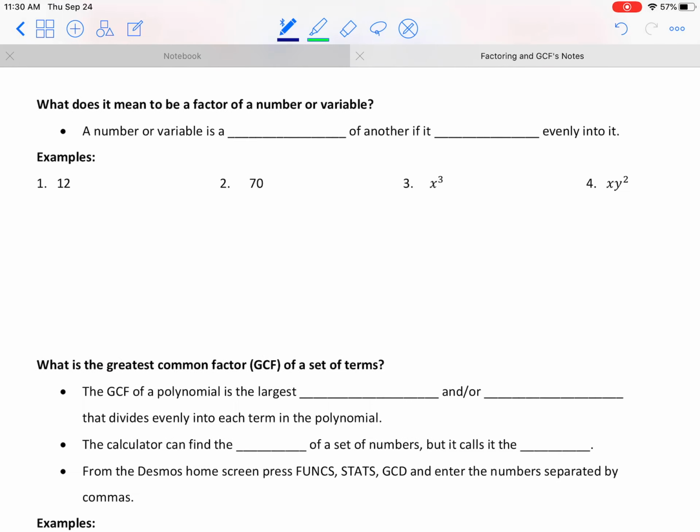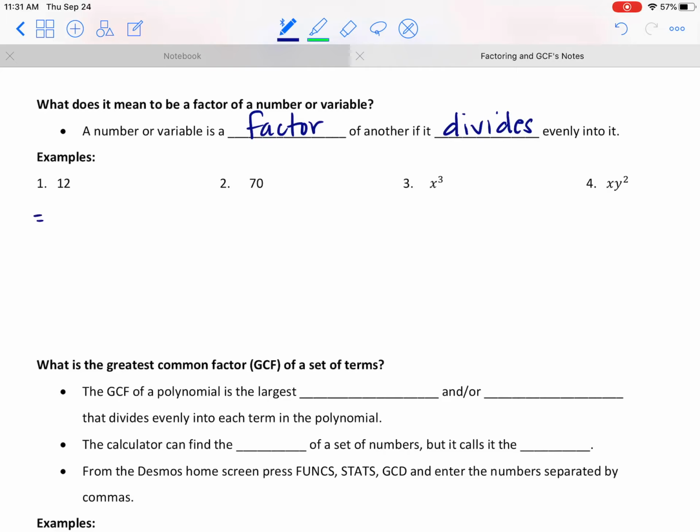Okay, so what does it mean to be a factor of a number or a variable? So if you're looking at 12, for instance, if I said, what are the factors of 12, could you tell me? Well, hopefully you're thinking of numbers like 1 and 2 and 3 and 4 and 6 and 12, because each of those divides in evenly. So a number or a variable, we'll get to that in a second, is a factor of another if it divides evenly into it. Okay, so it's a factor if it divides in evenly.